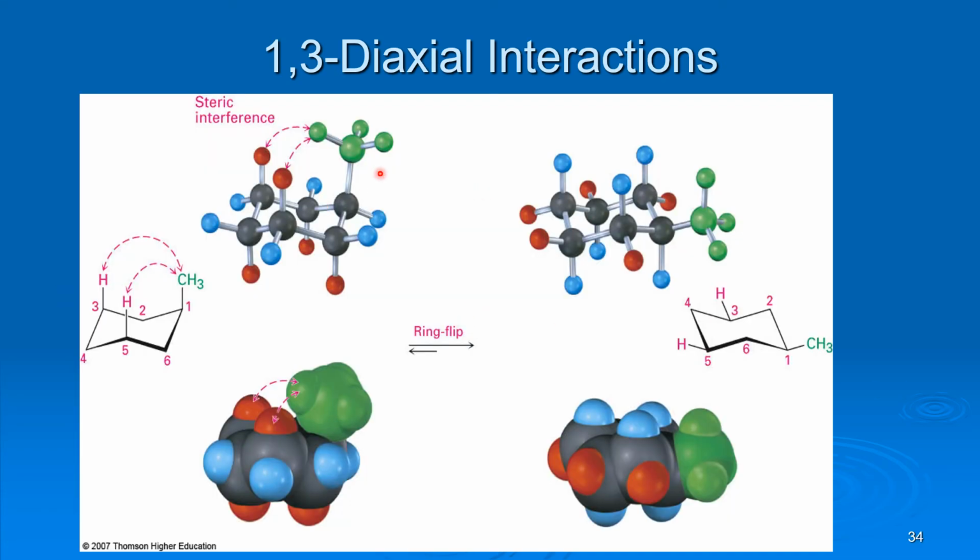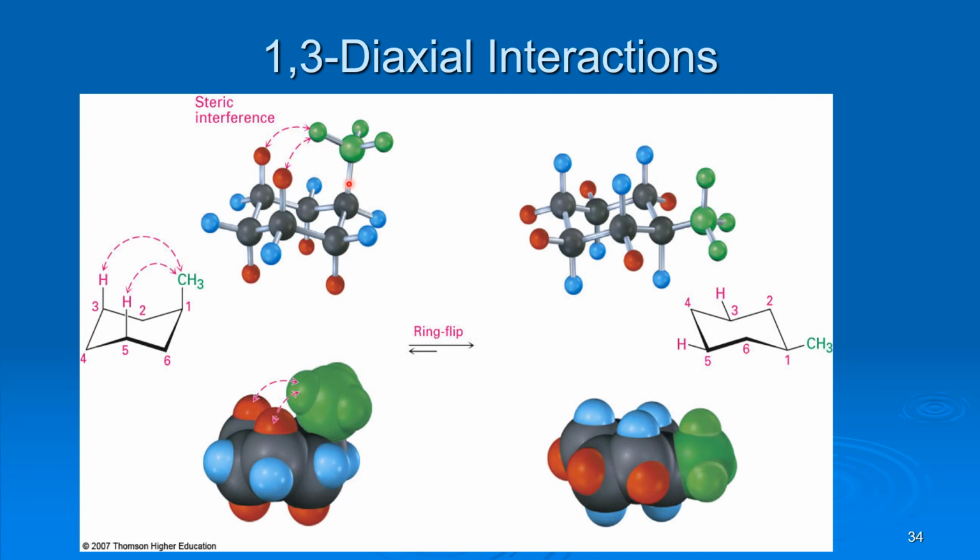So here's just a better picture of it. Here's the methyl group, and if you count that as number 1, then this is number 3, or if you go in this direction, that's number 3. So these are 1,3 diaxial interactions. So the methyl group has steric energy, or steric problems, because they're too close to each other.